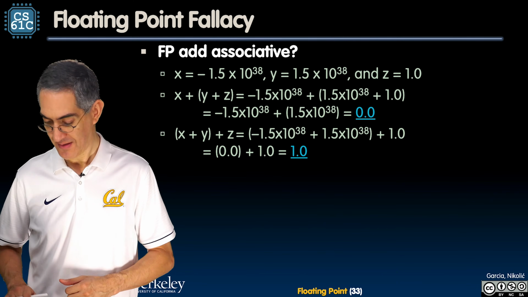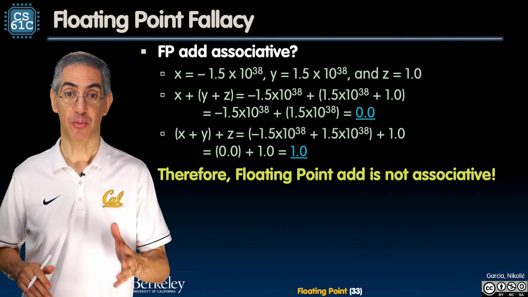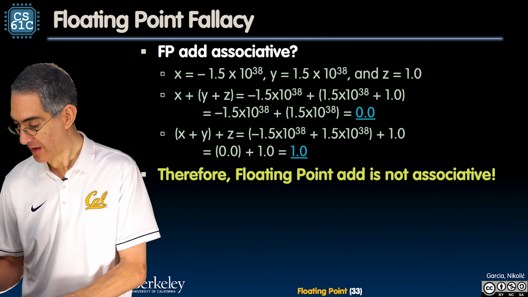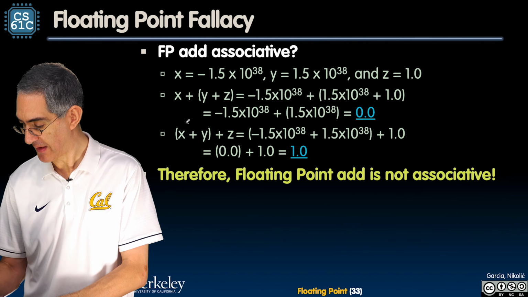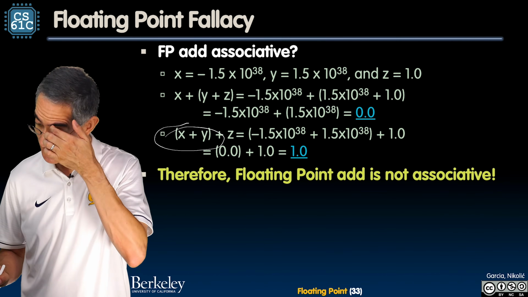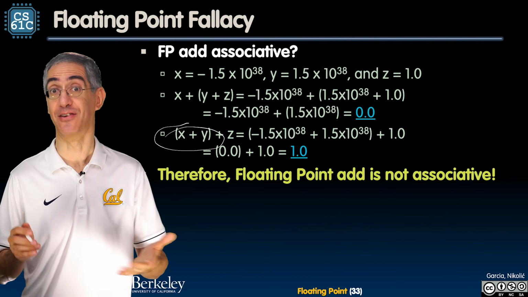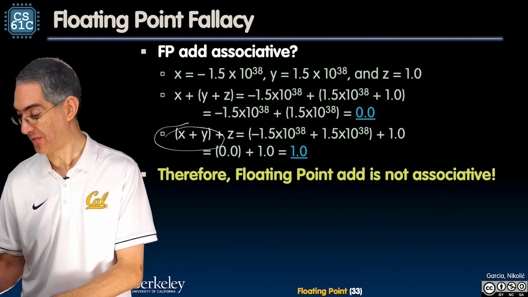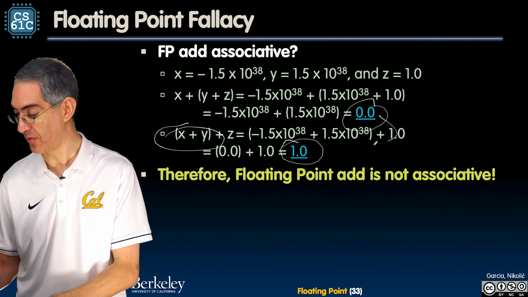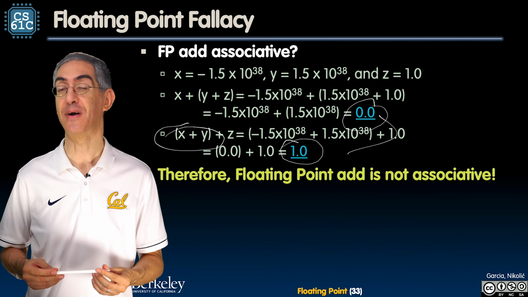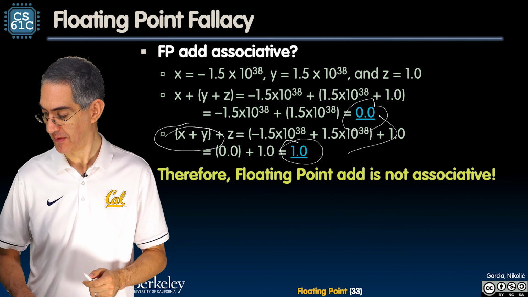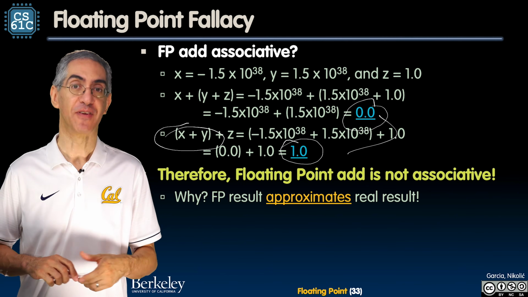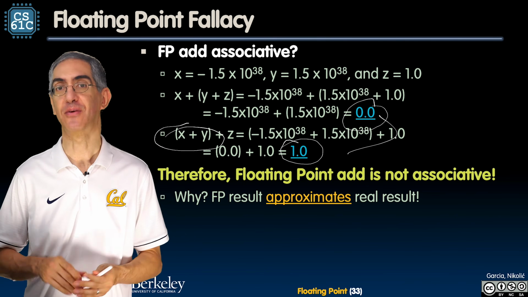Well, now let's try it again, seeing if it's associative or not. Let's try the leftmost one. So the leftmost one says, here the leftmost guy, x and y, and they cancel. And then you have 1. And so these two are not equal. So therefore, in summary, floating point add is not associative. Really important that you saw that. And the reason for that is you just have a fixed number of bits. You can't do more than that.